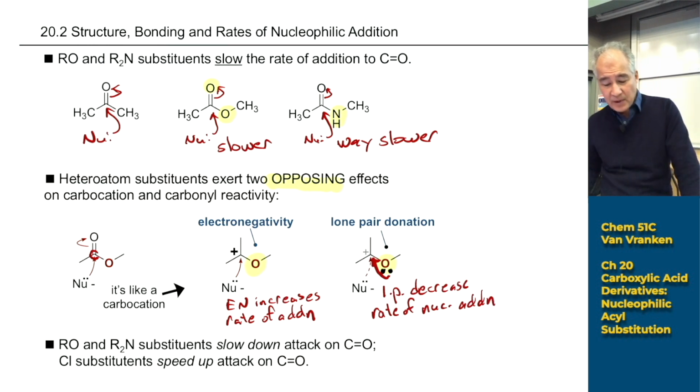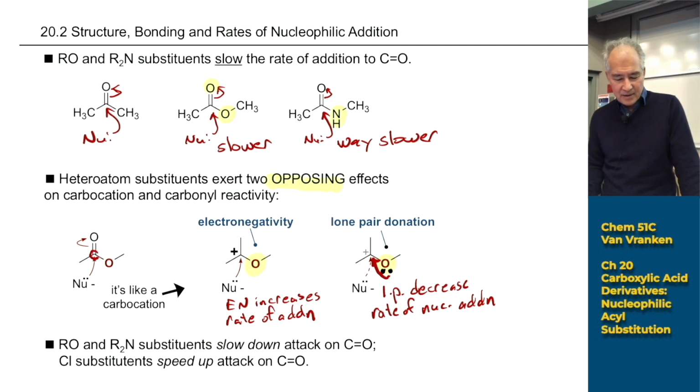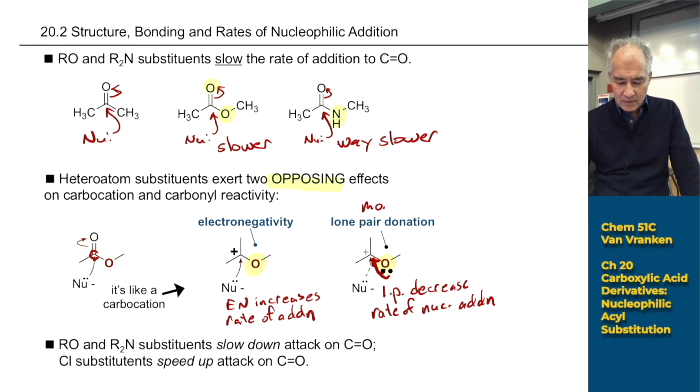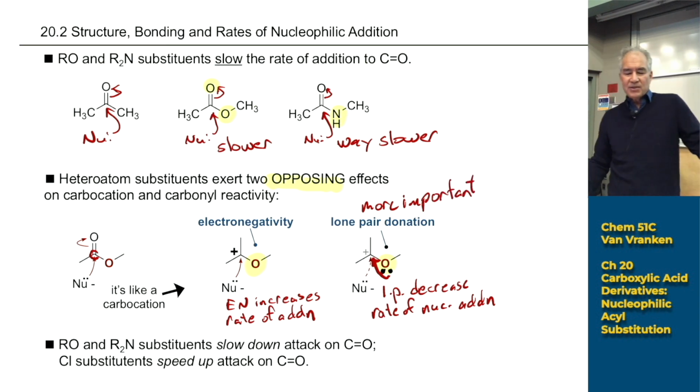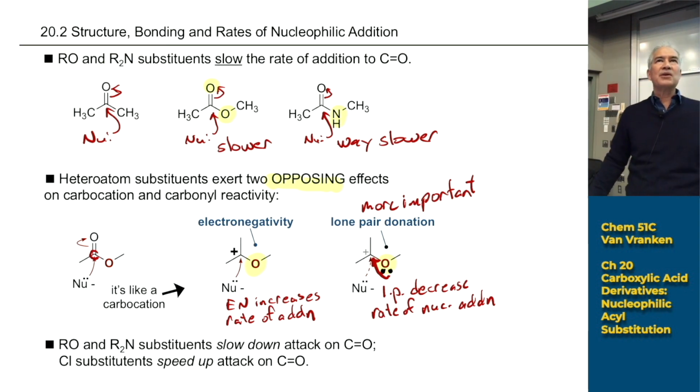And which effect wins? Is it the speeding up effect of electronegativity, or is it the slowing down effect of the lone pair? Well, it's the slowing down effect. This is the more important effect. That's why it's slower to add to esters and amides than it is to add to ketones or aldehydes. The slowing down effect of those lone pairs is more important for oxygen and nitrogen.